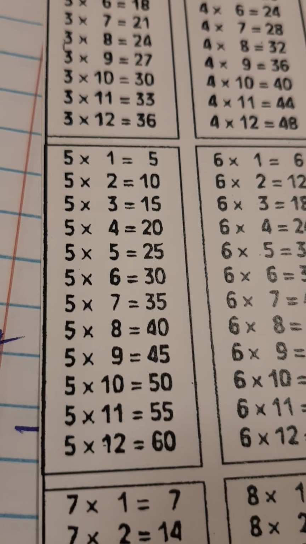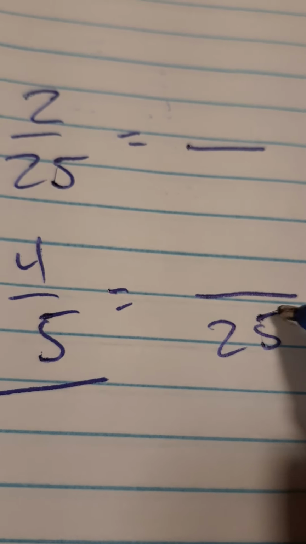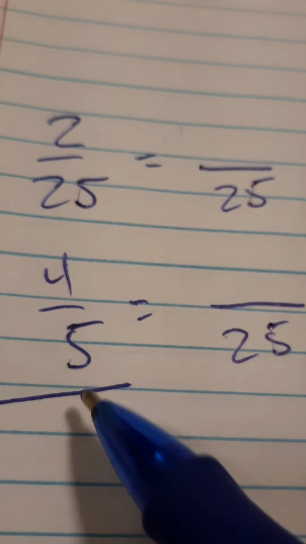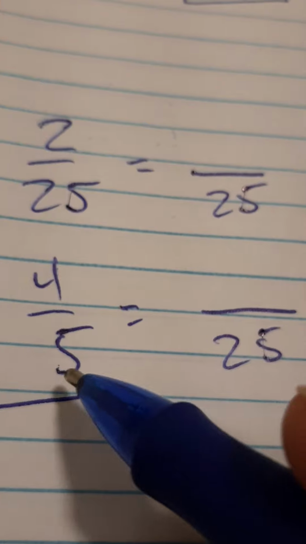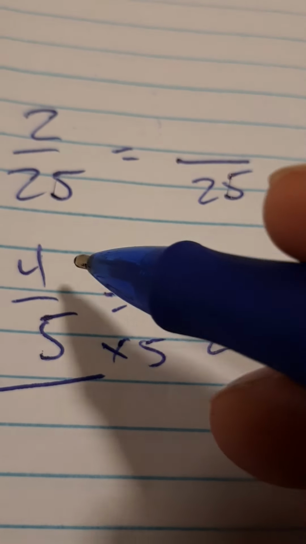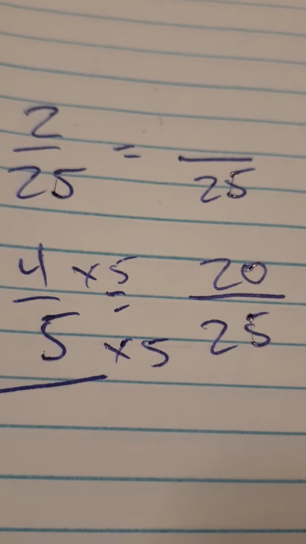Yes, it can. If you're not sure, don't forget you can always look at your fraction strips here. And as you can see, 5 times 5 is 25. So 5 can fit into 25 evenly. So 25 is going to be my new denominator. And now we do our equivalent fractions. 5 times something equals 25, and it's 5. 5 times 5 is 25. What you do to the bottom, you must do to the top. So 4 times 5 is 20.